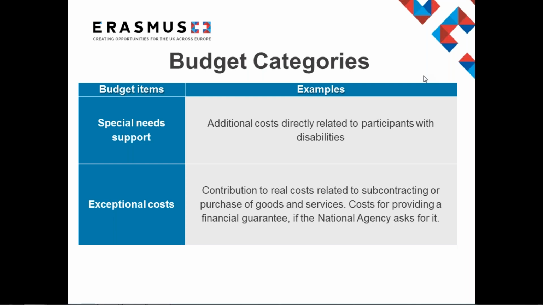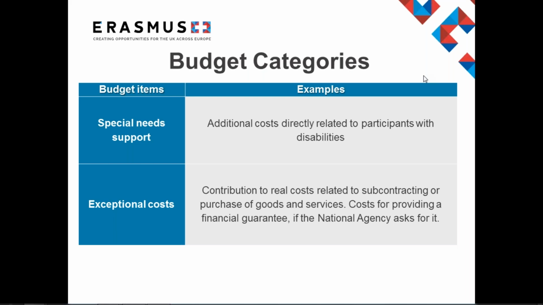Special needs support can also be requested as part of the application form. This is for additional costs directly related to the participants with disabilities and accompanying persons, including costs related to travel and subsistence if justified. Please note that costs for any individuals with special needs will have to be claimed under the Special Needs Support budget category.